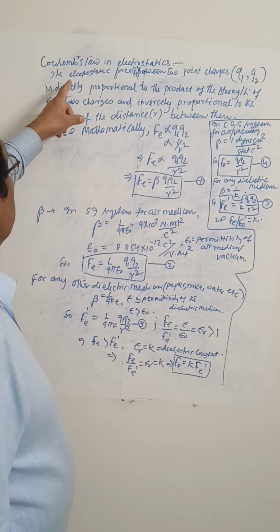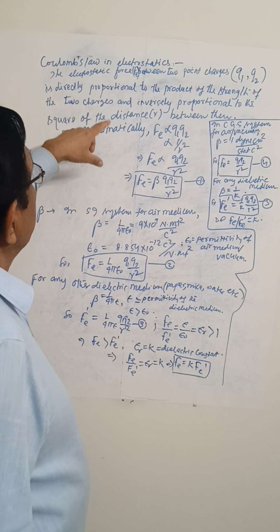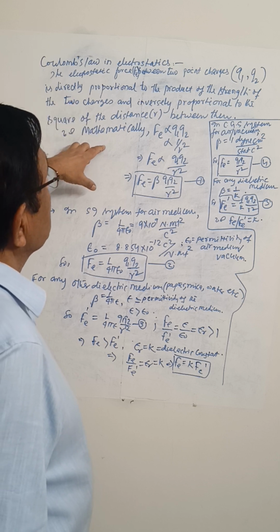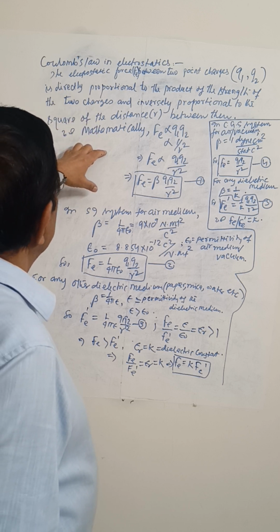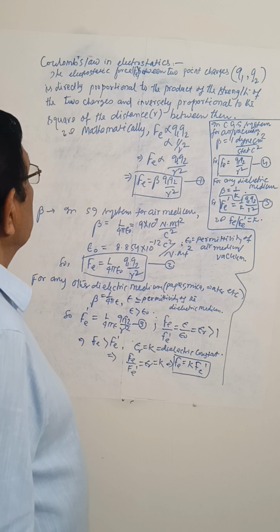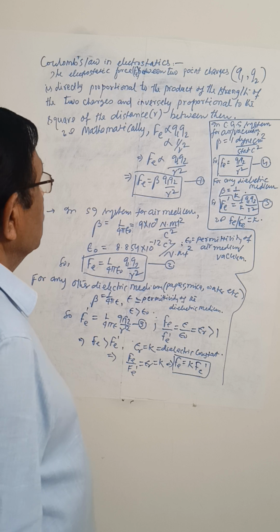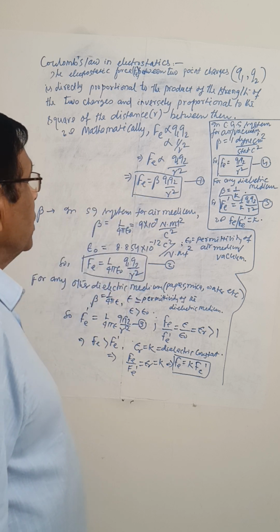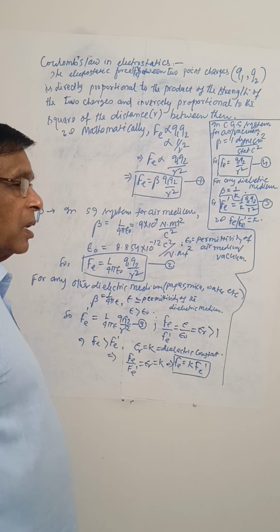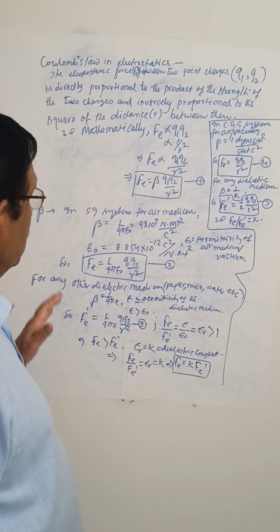Now, let us see what Coulomb's law in electrostatics is. It states that the electrostatic force Fe between two point charges Q1 and Q2 is directly proportional to the product of the strength of the two charges and inversely proportional to the square of the distance between them. Mathematically, Fe is proportional to Q1 Q2, and proportional to 1 by r square, which implies Fe is proportional to Q1 Q2 by r square. So Fe is equal to beta times Q1 Q2 by r square, where beta is a constant of proportionality which you will determine later on.